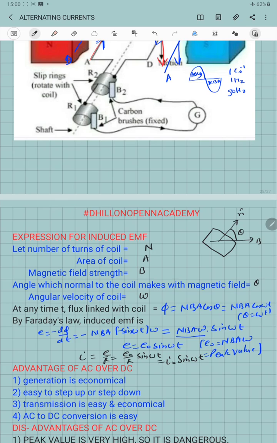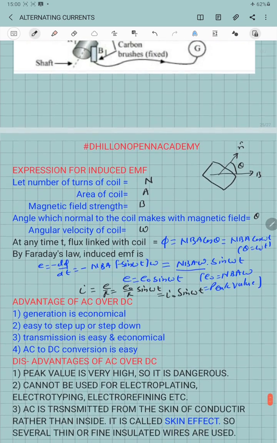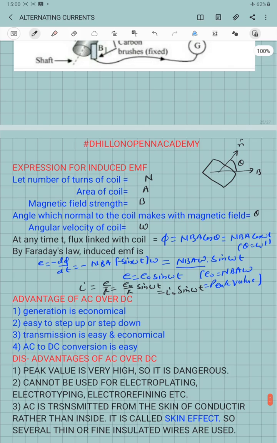Lastly, what are the advantages of AC over DC? The first advantage is generation. Generation of alternating current is much more economical than direct current. Alternating voltage can easily be stepped up or stepped down. Transmission of alternating current is also very easy and economical.